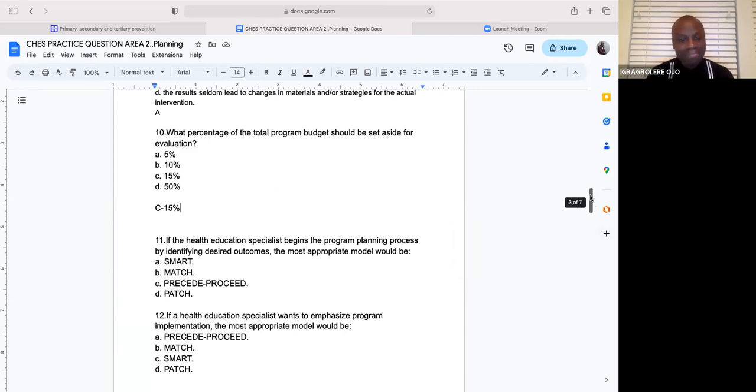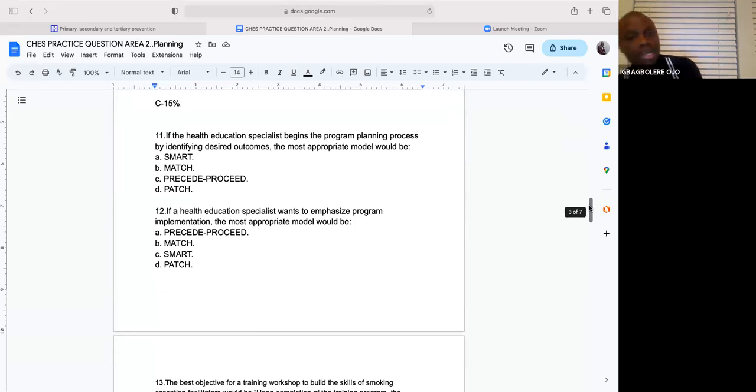All right, so question number 11, interesting two questions. If the health education specialist begins the planning process by identifying desired outcomes, the most appropriate model would be what? Now, SMART is not a model. It is a kind of objective. Let's take that out, okay? It is a kind of objectives that you write down, right? Expectations for a program, expectations for an intervention. Absolutely not a model. Match is a model. Precede-Proceed is a model. Patch is also a model. So the question is saying, what is the most appropriate one?